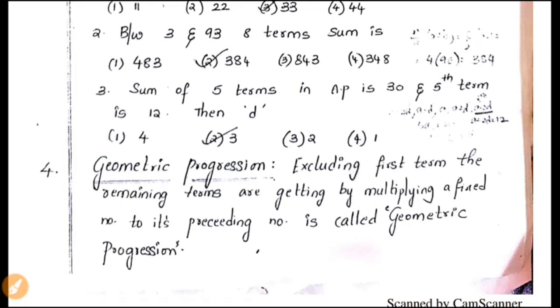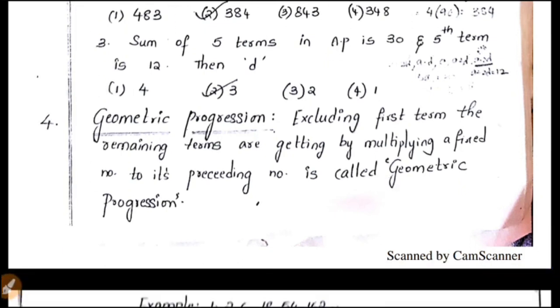Next, geometrical progression. Here also we are excluding the first term. Excluding the first term, the remaining terms are obtained by multiplying a fixed number to the preceding number, and that is called geometrical progression. In the previous one we were adding a fixed number to the preceding number. Here we are multiplying a fixed number to the preceding number. Example: 2 threes are 6, 6 threes are 18, 18 threes are 54, 54 threes are 162. So we are multiplying with 3, and we get the geometric progression.